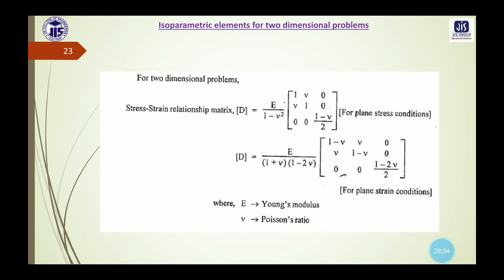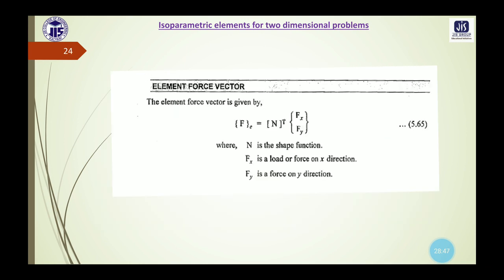Now for two-dimensional problems, the stress strain relationship matrix D is given here, and here E is the Young's modulus and nu is the Poisson's ratio. Now there is one more formula, for the element force vector Fe. This equals N transpose multiplied by the column matrix of fx, fy, where N is the shape function, fx is the load or force in the x direction, and fy is the force in the y direction.